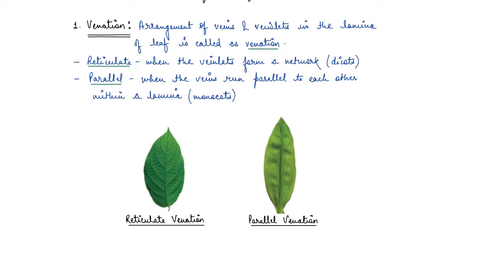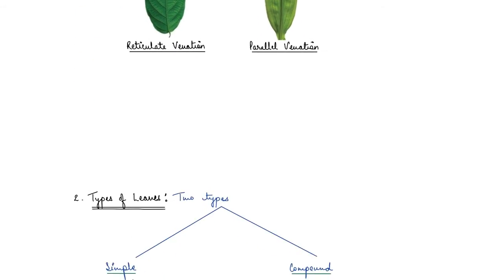And then there is parallel venation wherein you will see that the veins run parallel to each other within the lamina of the leaf. This happens in monocots. So here you can see this is the midrib, and then parallel to this are the thin veinlets. These are running parallel to each other. So venation is basically of two types, right? Parallel and reticulate.